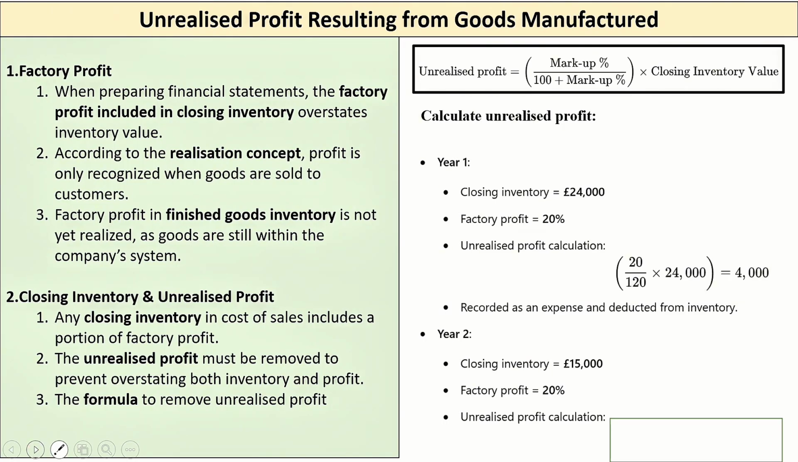Therefore, 20 over 120 into 24,000 equals 4,000. Now, record this as an expense and deduct it from inventory. Look at the second example. Can you calculate the unrealized profit? Your closing inventory is 15,000 and factory profit is 20%. Take a few minutes to calculate so that I can show you the answers to reflect on your answer.